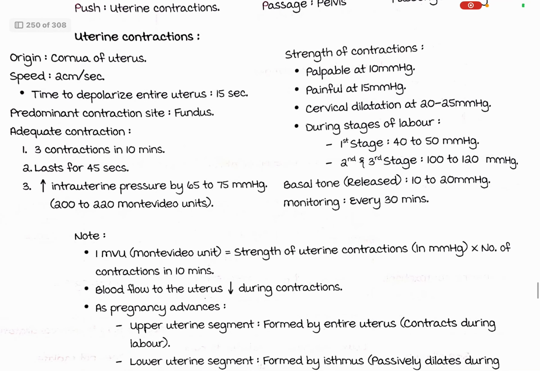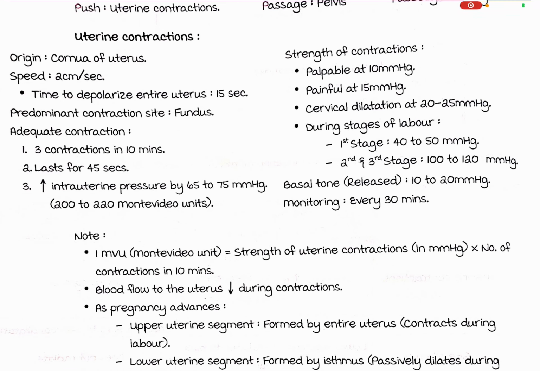Uterine contraction. Origin: cornua of the uterus. Speed 2 cm per second. Time to depolarize the entire uterus 15 seconds. Predominant contraction site: fundus. Adequate contractions: 3 contractions in 10 minutes, lasting 45 seconds, increasing intrauterine pressure by 65 to 75 mmHg, 200 to 210 Montevideo units. Strength of contractions: palpable at 10 mmHg, painful at 15 mmHg.